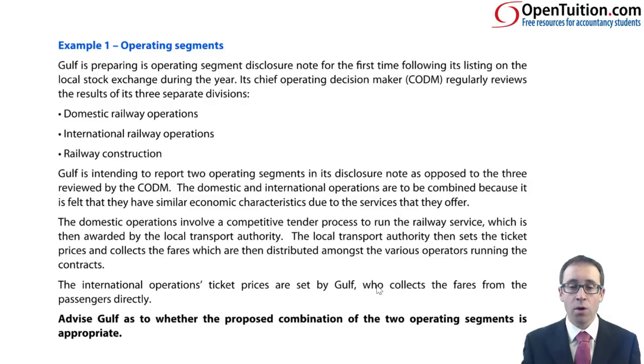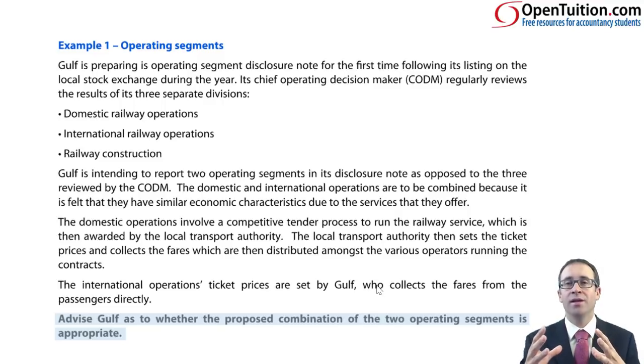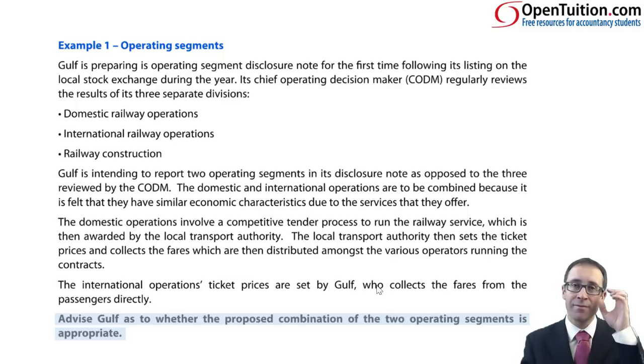What you've got there is very similar to what we've seen previously in a P2 exam. It says, advise Gulf as to whether the proposed combination of the two operating segments is appropriate. If memory serves me right, Gulf had several disclosures that it needed to make, but it wanted to combine some of the segments so that it was disclosing less and giving less information to its competitors.